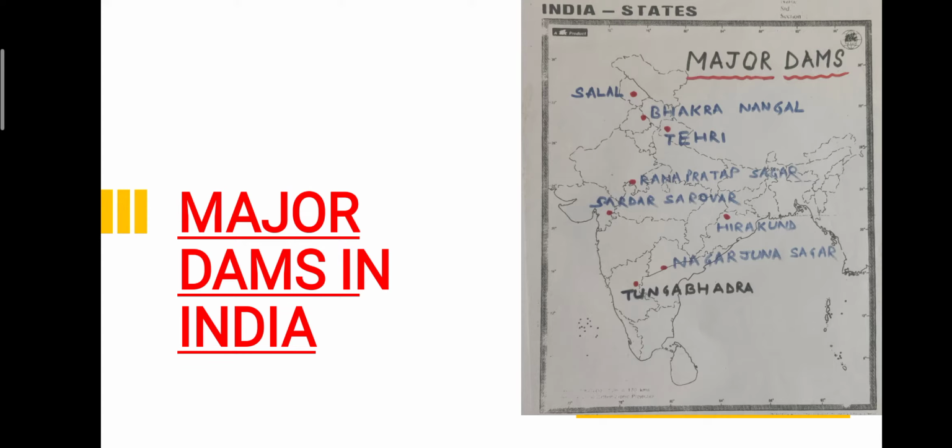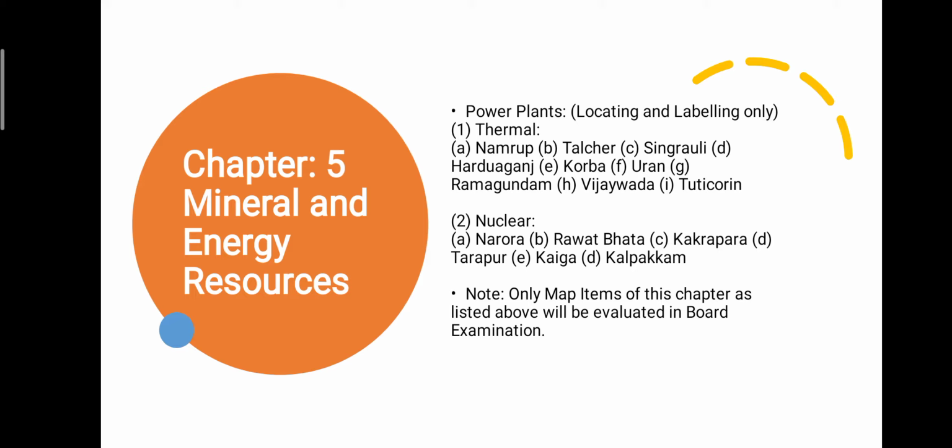Okay, so now move to the next map. This is chapter 5, mineral and energy resources. As you know, this chapter is also not going to come in the exam. Question answers from this chapter will not be evaluated or tested in the board exam. Only map work will be evaluated. 2 maps are there: thermal power plants and nuclear power plants. First of all, we'll do thermal power plants.